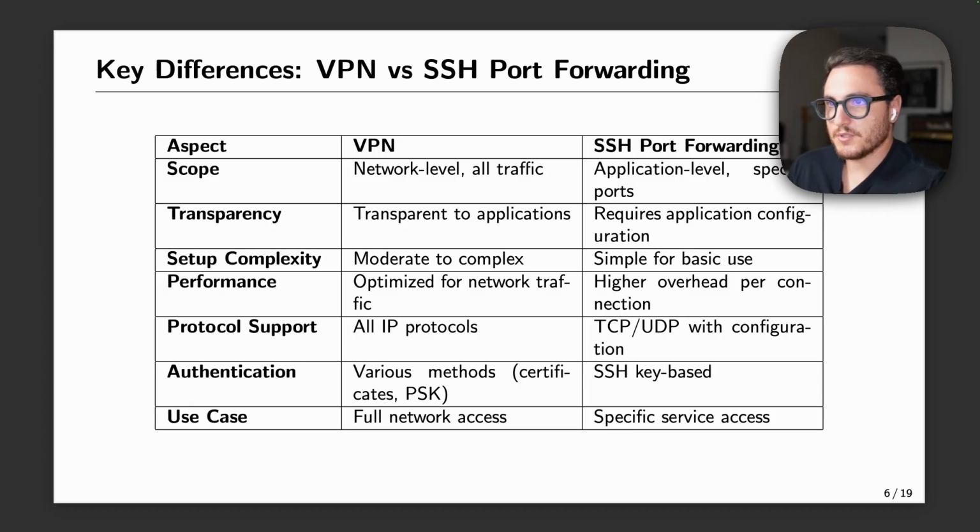VPNs support all IP protocols. SSH supports only applications that run on TCP and UDP. And the authentication is, for VPNs, we're going to see that we have to set up a specific thing called a certification authority for both OpenVPN and IPSec, while the Wireguard VPN looks a lot like SSH key-based authentication.